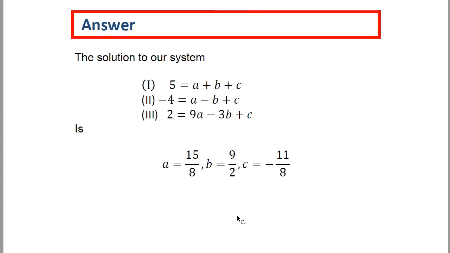So the solution to our system is A equals 15 over 8, B equals 9 over 2, and C equals negative 11 over 8.